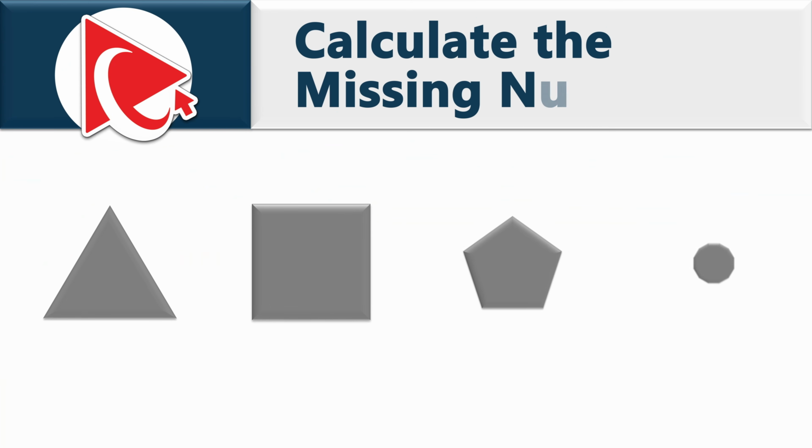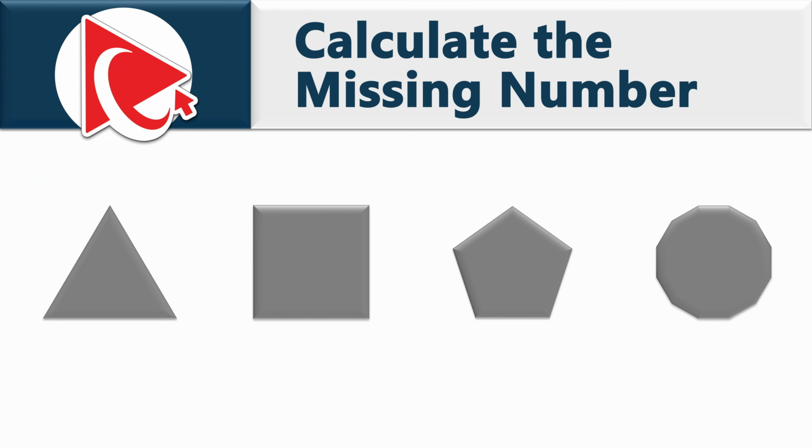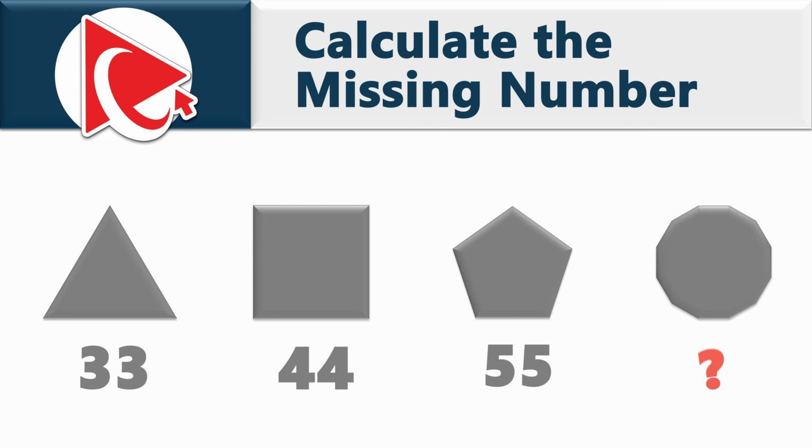You are presented with 4 shapes. There are numbers under each shape. The first shape has number 33. The second shape has number 44. The third shape has number 55. And then comes the shape with the missing number.